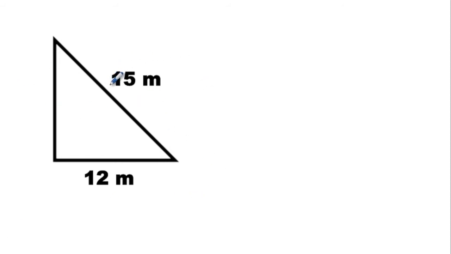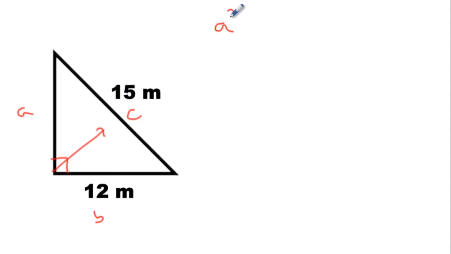This is a little bit more challenging, but not too hard. Look, it's a right angle. That's C. So this can be, let's say, B, and this could be A. Write your formula.